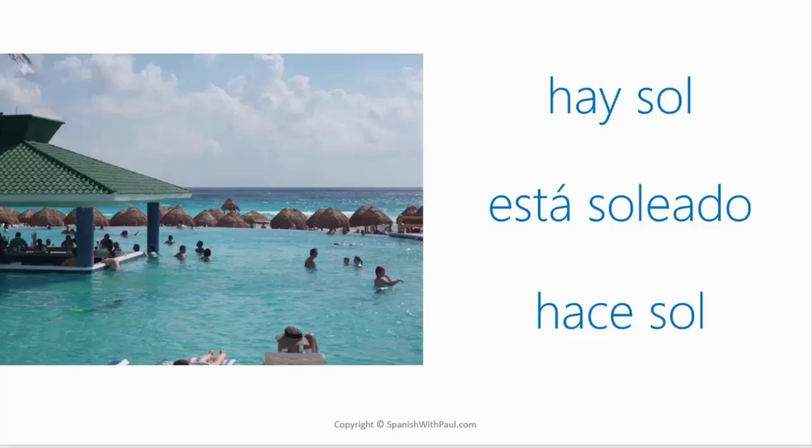The other two options don't make a whole lot of sense in a literal way in English, because hay sol means there is sun, and hace sol means it makes sun. You'll find that there are some strange expressions in Spanish when it comes to weather that do not make any sense in a literal way if we try to do a direct translation from English. So the answer is to always just accept them as they are. So for this one, we're going to default to hace sol. This is very commonly heard. So it's sunny, hace sol.